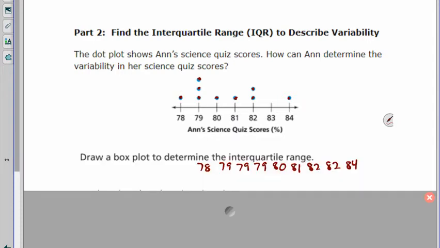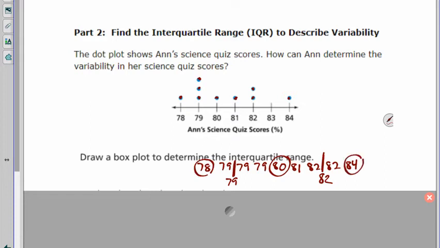And there they are. And then I've got to find the middle of the data, or the median. And there it is. Now I need to find the middle of the lower half, which is right there. Looks like it's 79. And I need the middle of the upper half. There it is. Looks like it's 82. It's what's between 82 and 82? Well, it's 82. The minimum is 78, and the maximum is 84.